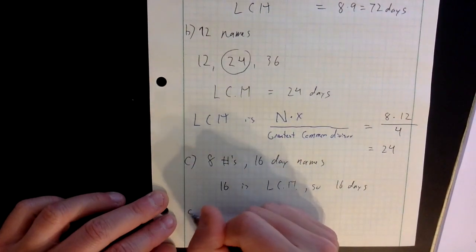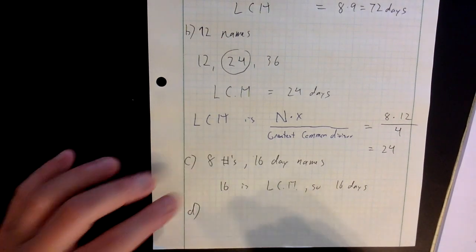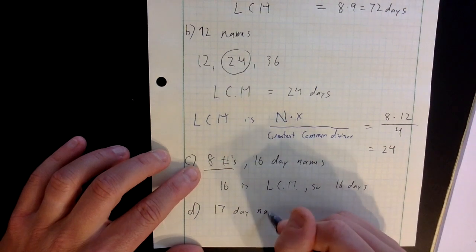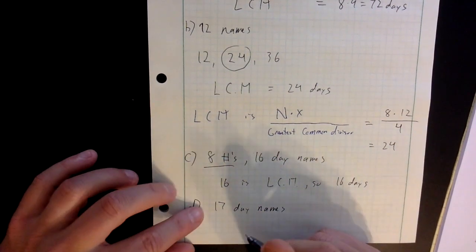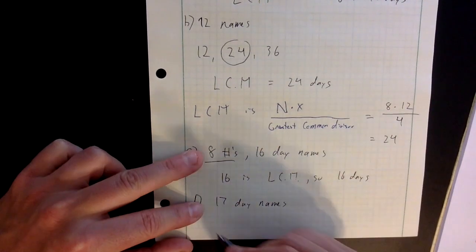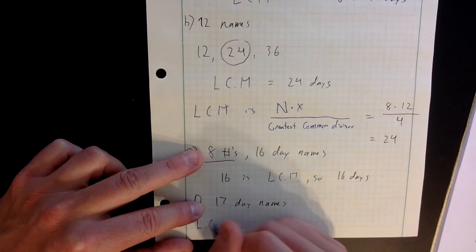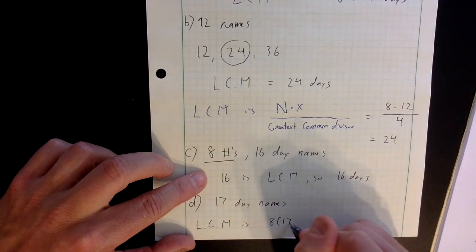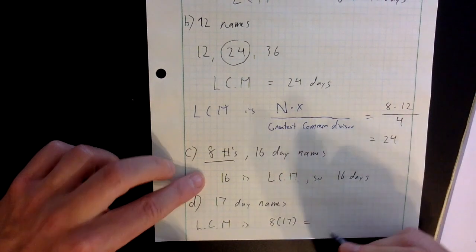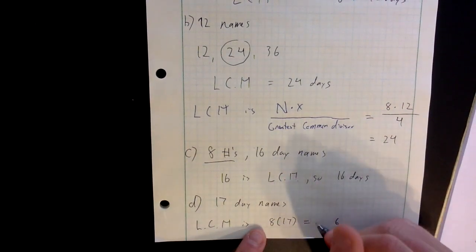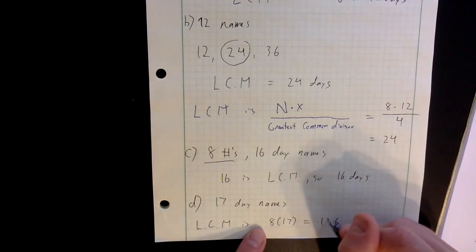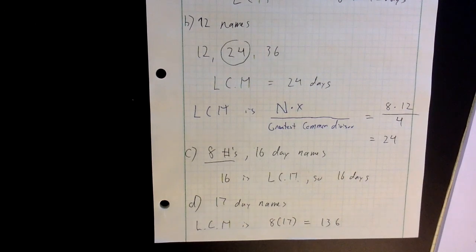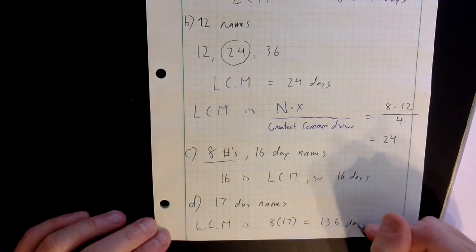And lastly, we have D. And I'm looking at still that 8 numbers, but now 17 day names. And so since 8 and 17 share nothing in common, the least common multiple is just going to be 8 times 17. And let's see, that would be 136, I believe. Throw that in a calculator. 8 times 17 would be 136 days.